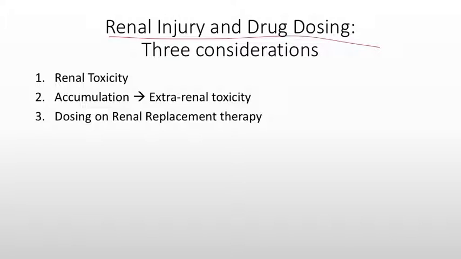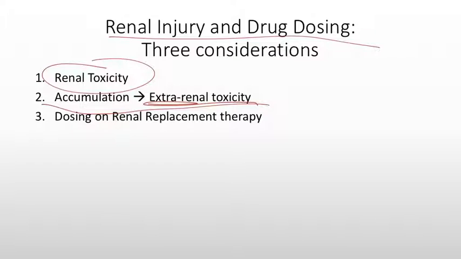So there are 3 considerations. Does a drug cause renal toxicity? Some drugs are not eliminated by the kidney, but they can hurt the kidney. And so if a drug causes renal toxicity and you have renal damage, you want to consult maybe a pharmacologist or consider changing the drug to something else. Does it accumulate? If renal failure occurs, will the drug accumulate? Will it go into higher levels? And if it accumulates, will it have extra renal toxicity due to the accumulation?